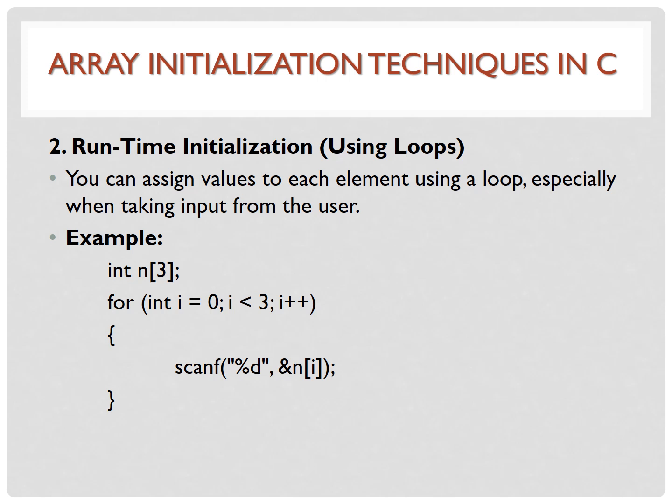The next method is runtime initialization. This is done using loops. You can assign values to each element using a loop, especially when taking input from the user. For example, int n[3]. So this line declares an array named n that can store 3 integers. The next line is a for loop. It starts a loop that runs 3 times for i equal to 0, 1 and 2.